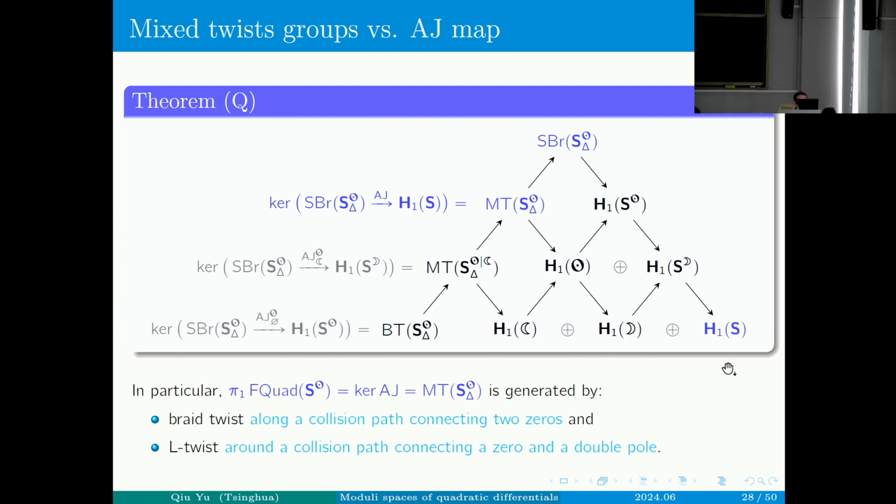And so what's the point, and why does this mixed twist group, which is the kernel of the AJ map, equal the pi 1 of the moduli space of quadratic differentials? So next, let me tell you the geometric meaning of the braid twist and the L twist from the quadratic differential point of view.